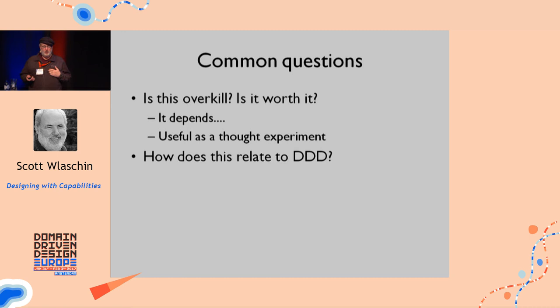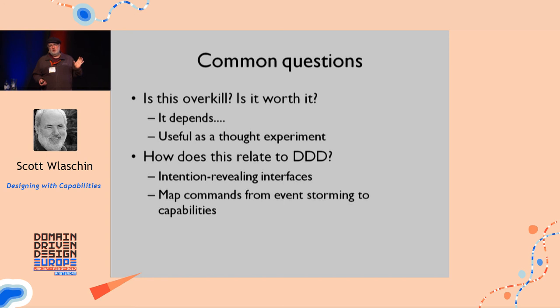DDD, what's this got to do with DDD? Well, we've seen the whole thing of intention revealing interfaces. Don't make me think. Don't tell me what I can't do. Tell me what I can do. And if you think about it, if you're doing event storming and you've got all the commands, they map exactly to capabilities. Like when I'm in this particular state, these are the things I can do. So if you're designing using event storming, the commands that you have exactly are the capabilities that you have in the piece of code.